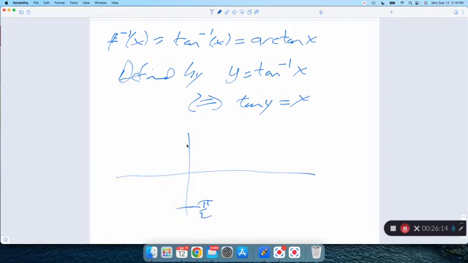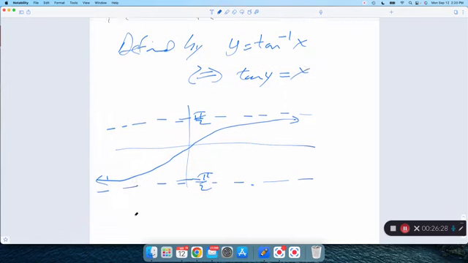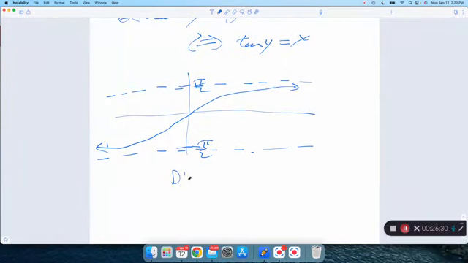Goes from negative pi over 2 to pi over 2 on the range, and has domain all real numbers. He's got these horizontal asymptotes instead of vertical asymptotes. So his domain is all real numbers, but his range is finite. Arctangent squishes the entire real number line down into a finite region.